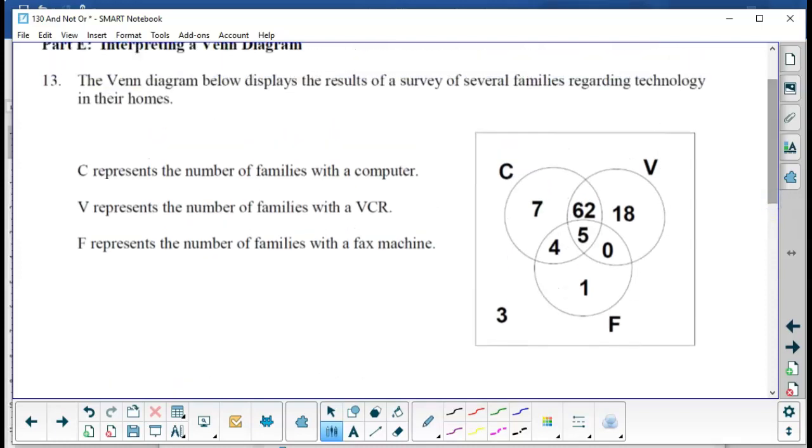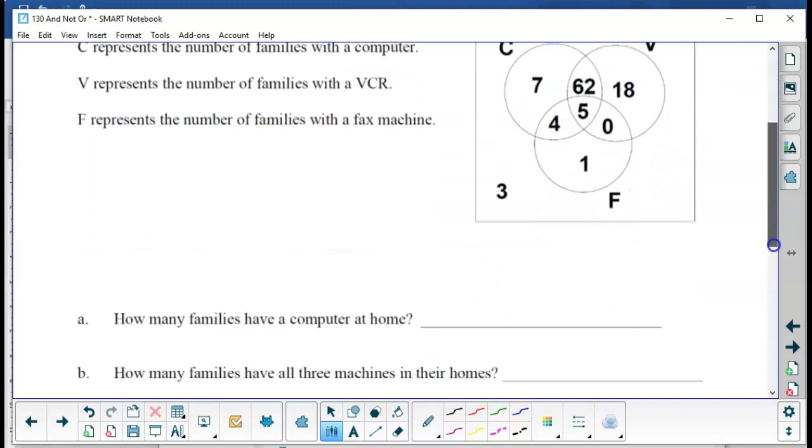So notice how they're in a rectangle or a square, almost looks like a square. That means this is the whole survey, okay? So this number out here, what do you think that represents? That would represent the families that were surveyed that had none of these, okay? This 1 represents the families that have a fax machine, but nothing else. As opposed to this 4, which represents families that have a fax machine and a computer. This 5 represents families that have all 3. Okay, so where it's located tells you different things.